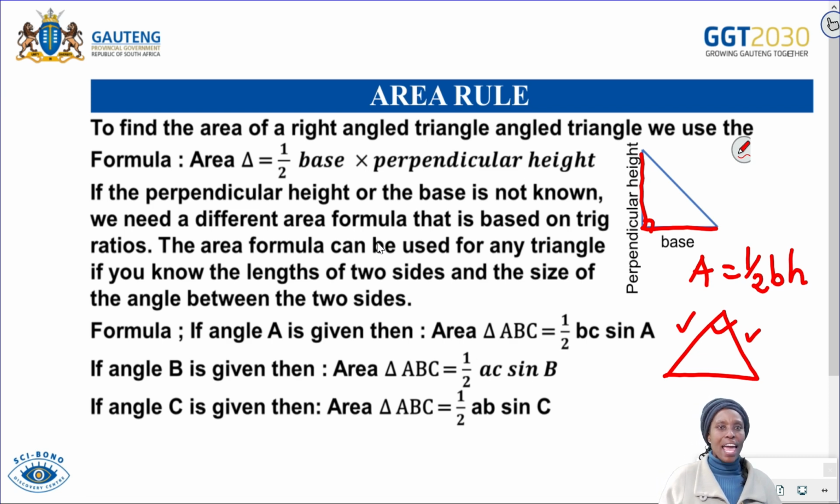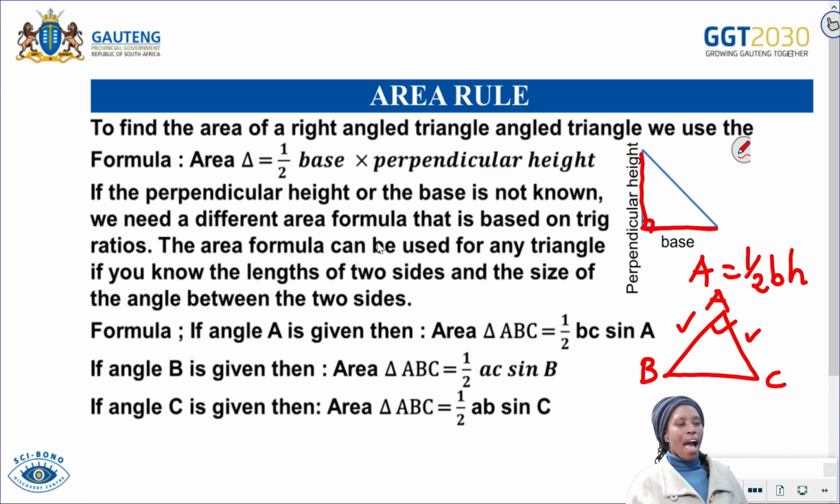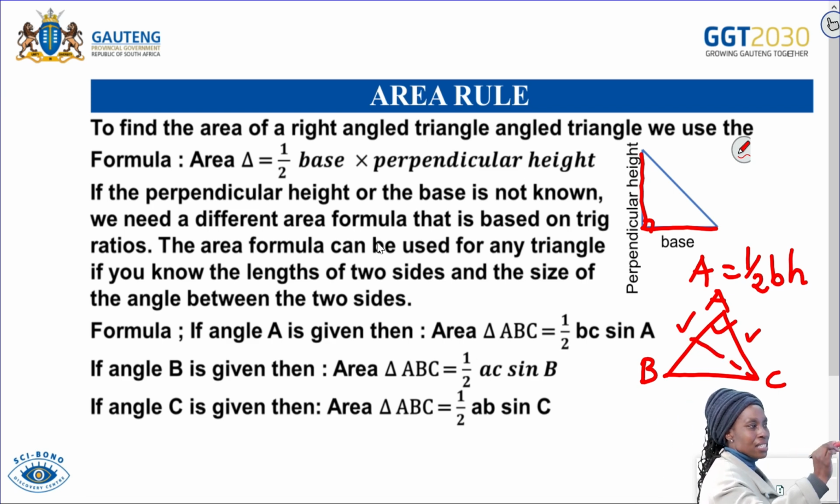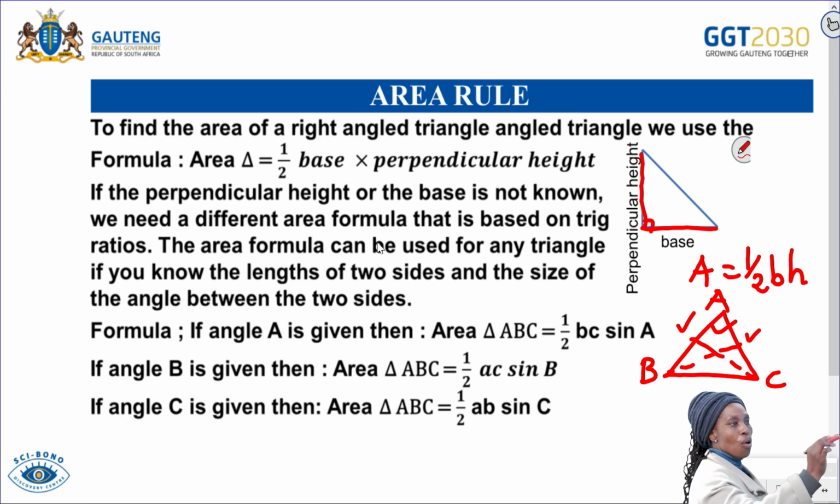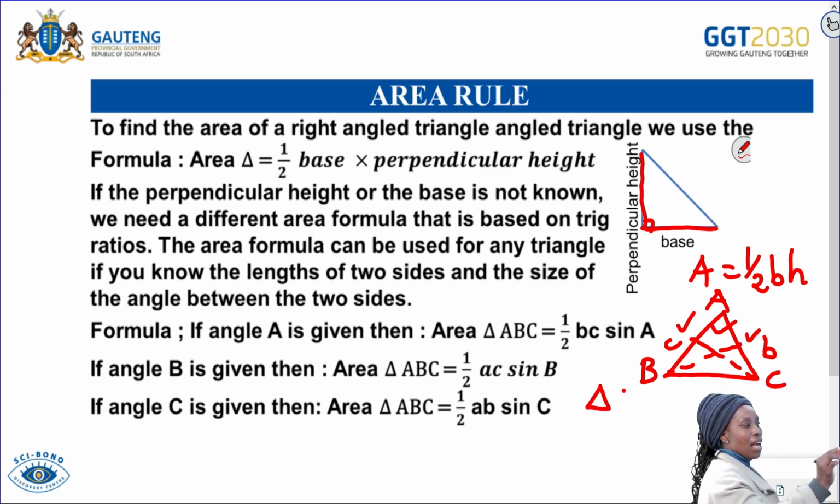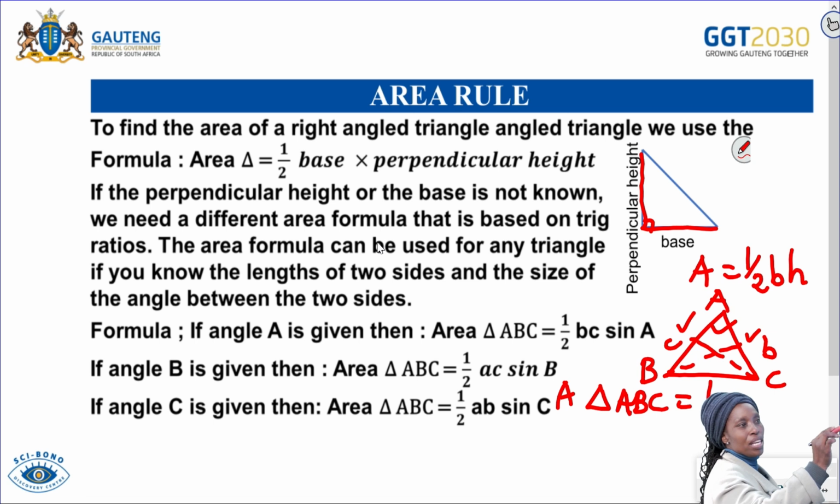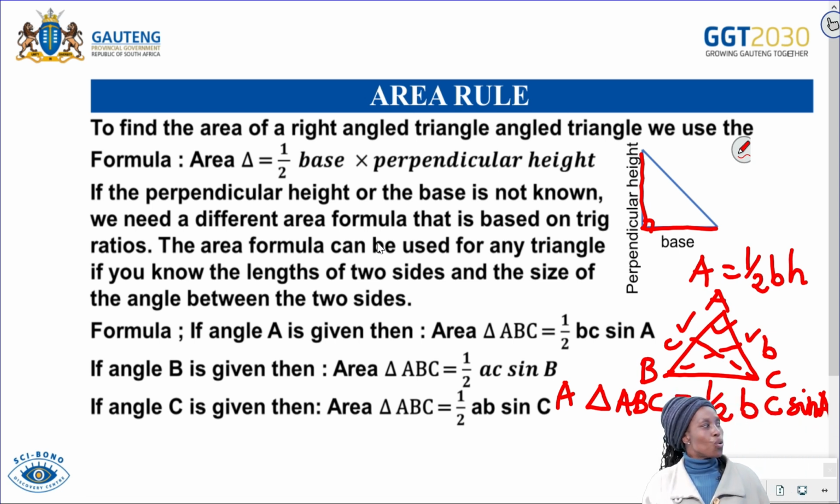If I am having my triangle ABC, my formula is going to be half the side that is given times the side that is given sine the angle that is included. You know that this is small letter B, this is small letter C. So if I'm given that angle, the area of triangle ABC will be half of what? I'm given B and C. B times C sine A, because A is the angle that is included there.